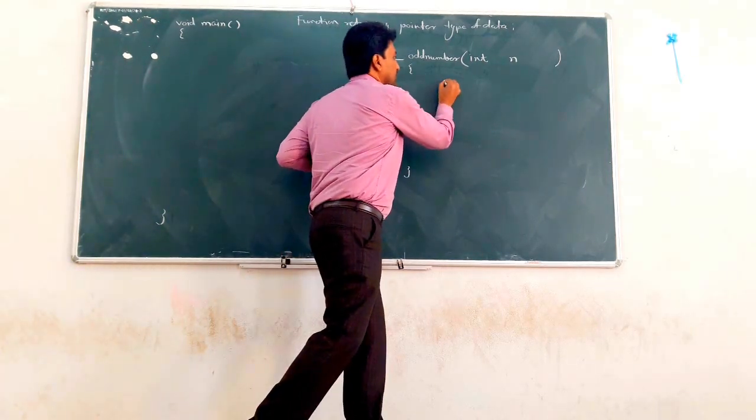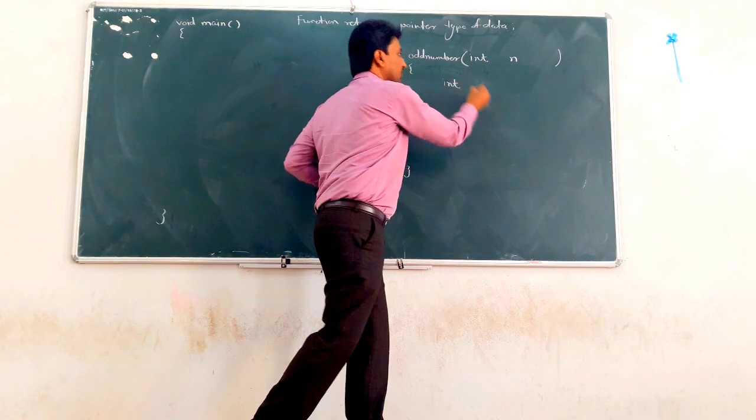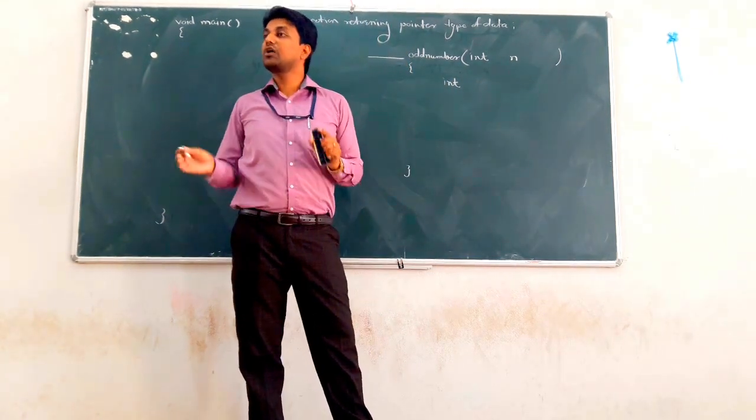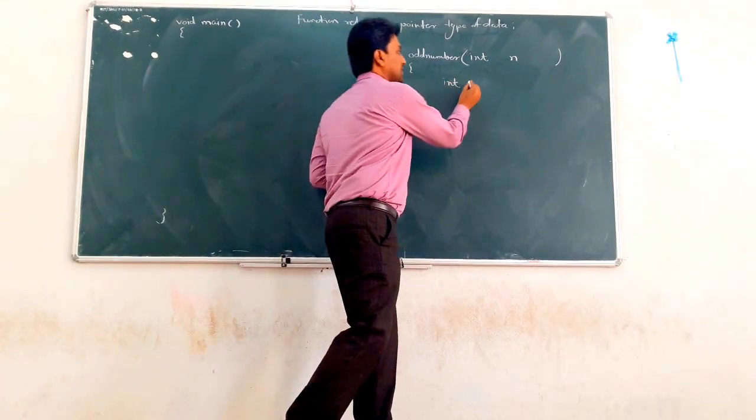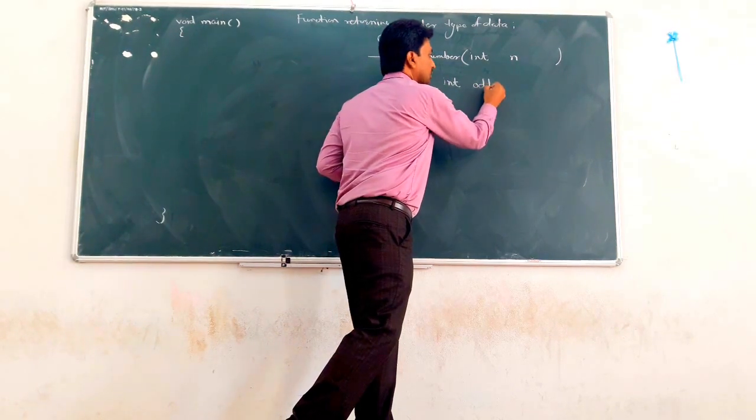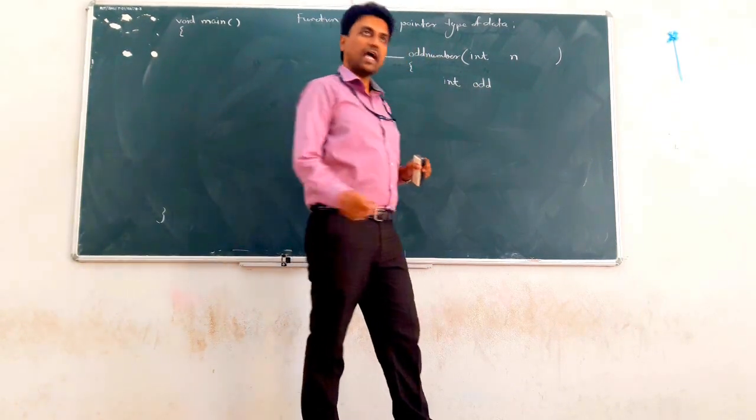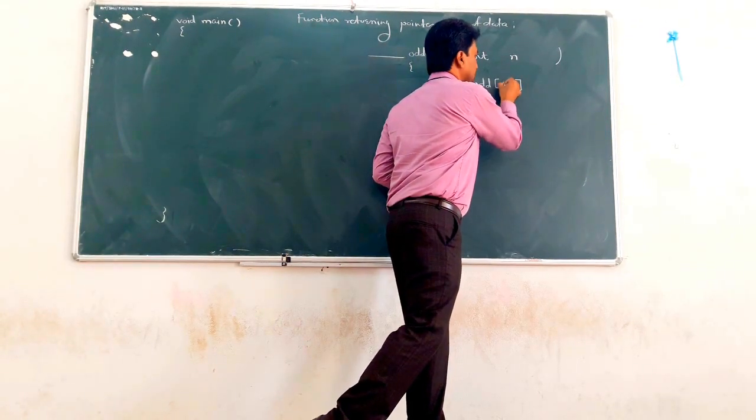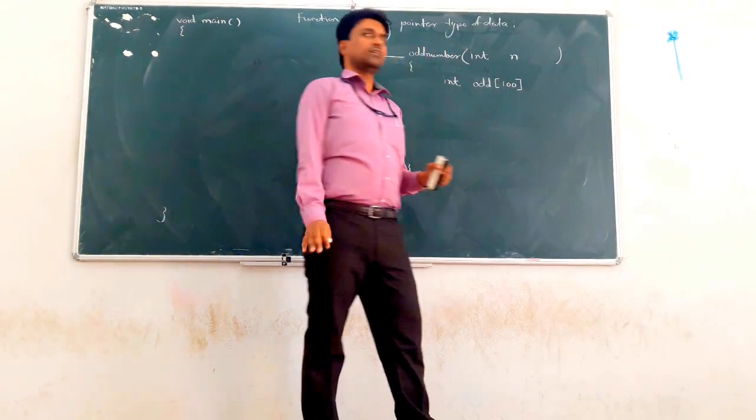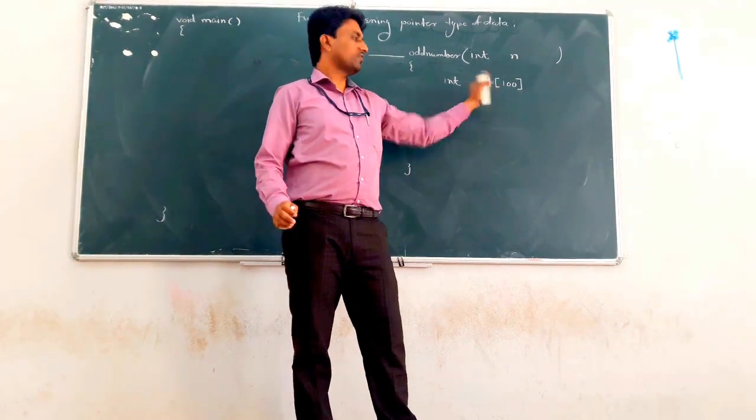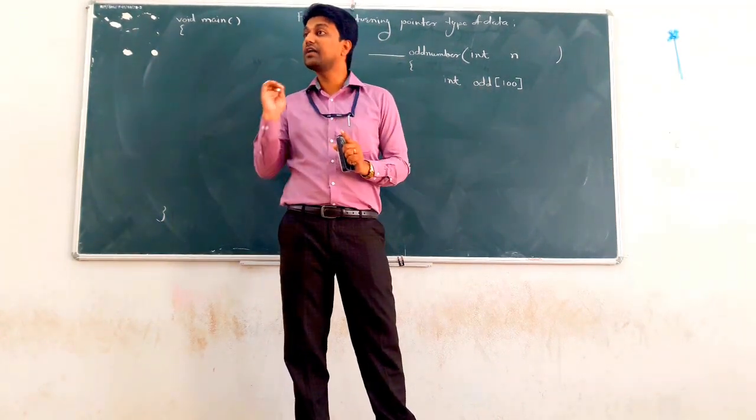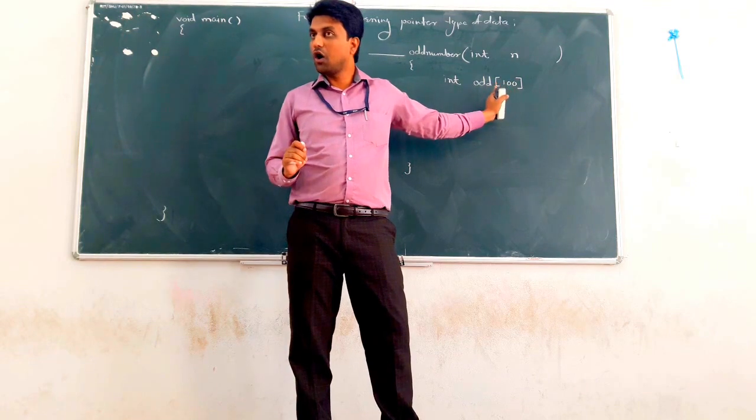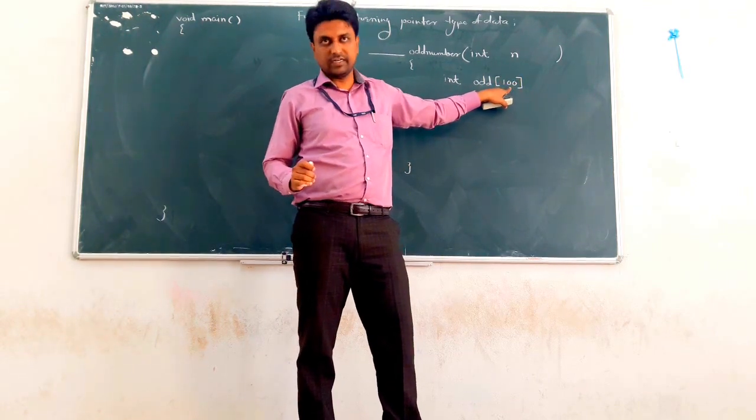Previously, we declared one integer array to store odd numbers. So int is the data type, odd is the name of the array, then subscript, and specify the size here. We can take an array of odd numbers up to 100. 100 odd numbers we can store into the odd array of 100.